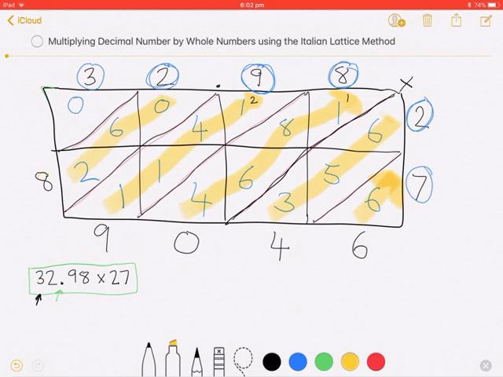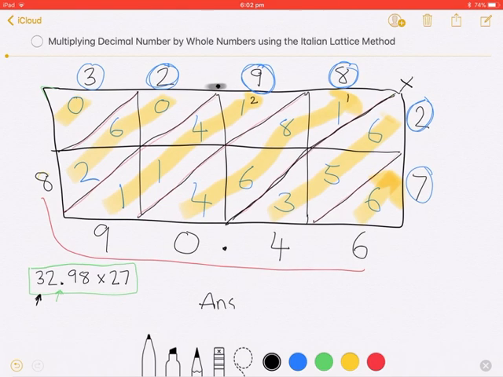And then that last diagonal is here. The last bit's pretty easy. I simply make sure I got my decimal place here, and I place it down there. And here's my answer around the edges here. So my answer is 890 and 46 hundredths. Don't forget to underline your answer, make it easier for your teacher. Fantastic. Multiplying decimal numbers by whole numbers using the Italian lattice method.